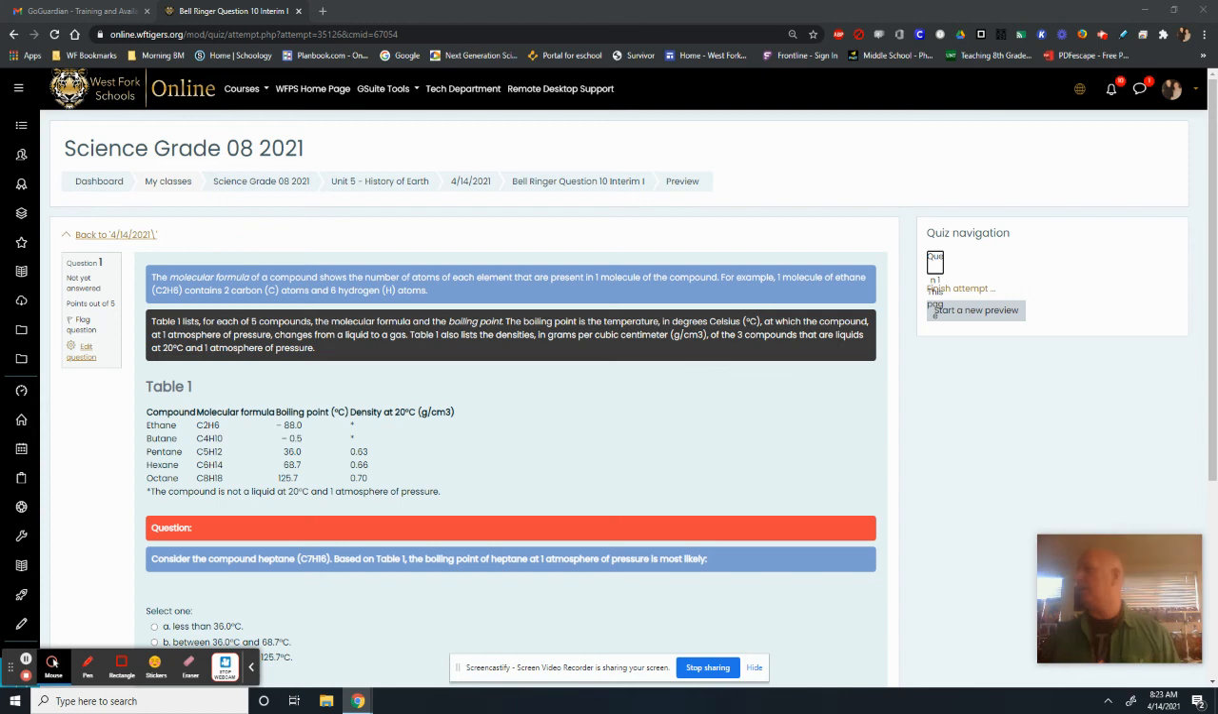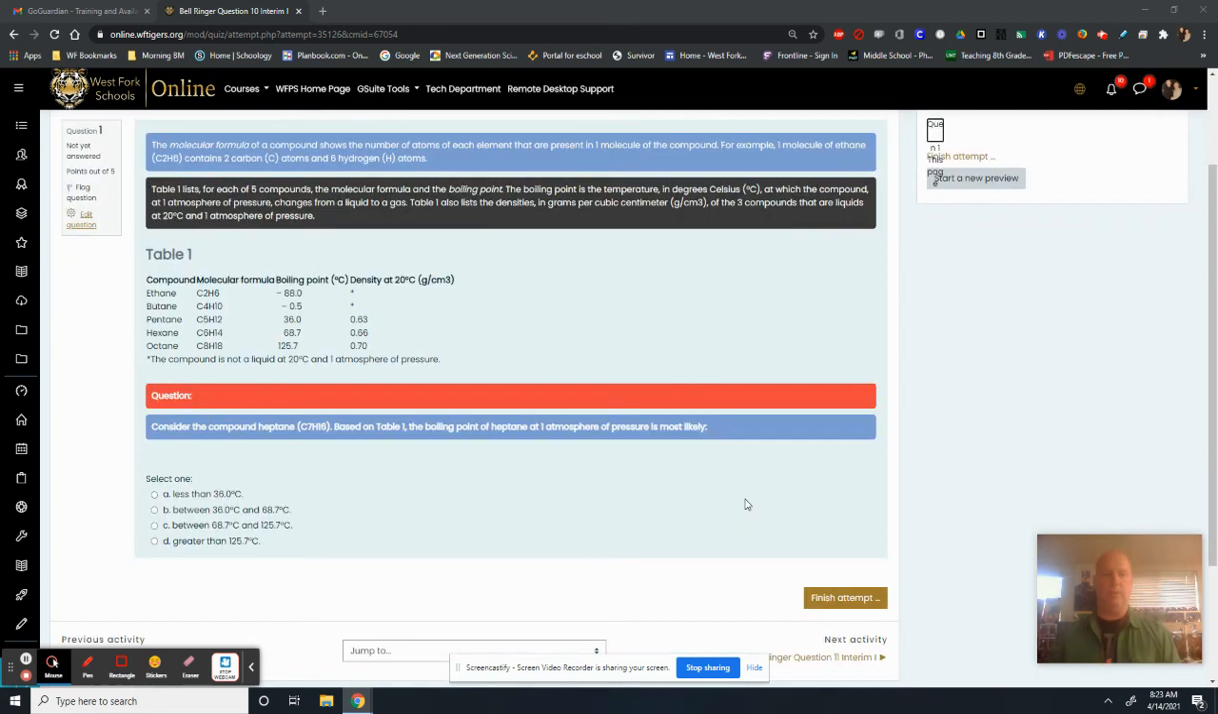All right. Next one. We've seen this diagram before. We don't want to read it if we don't have to, right? So let's read the question. It says, consider the compound heptane. Heptane is C7H16, so 7 carbons, 16 hydrogens. Based on table 1, the boiling point of heptane at 1 atmosphere of pressure is most likely what, Jackson?